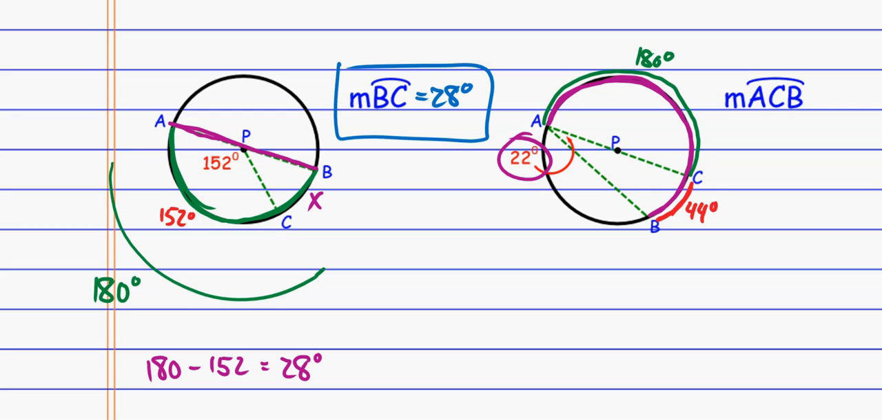Well, now I can use arc addition. If I've got a 180 piece and a 44 degree piece, the total for this arc is going to be 224 degrees.